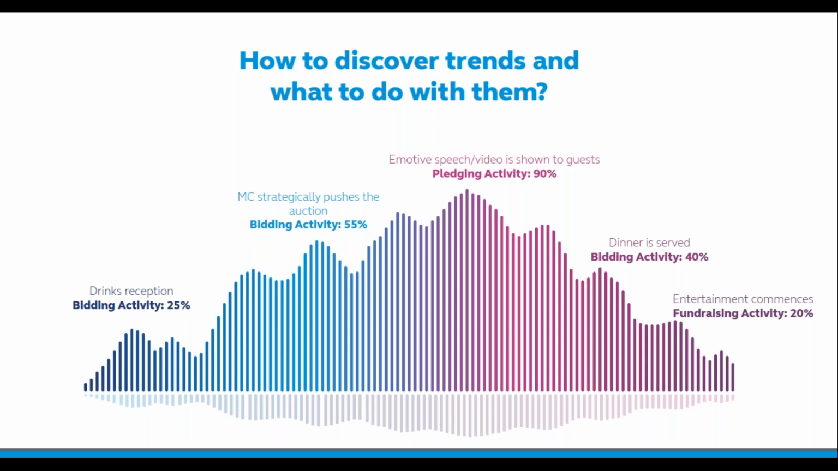So we can see that bidding increased when the MC mentions the auction and gives it a little push, and also when an emotive speaker or video was shown, which was probably followed by a big ask or pledge moment. So from this, we can settle that it's important we keep these elements in the program for next time. But maybe consider also including them at other pivotal moments throughout the evening to help increase bidding, especially at the times when we see there was a dip.